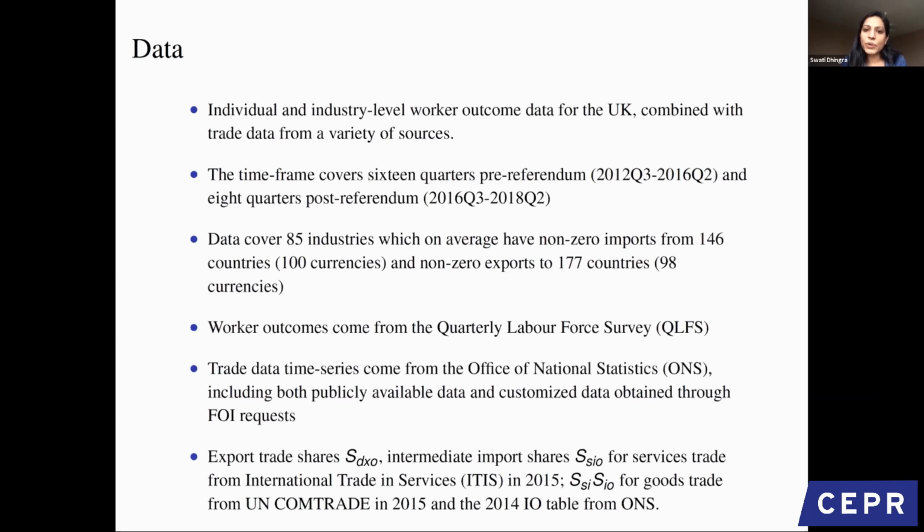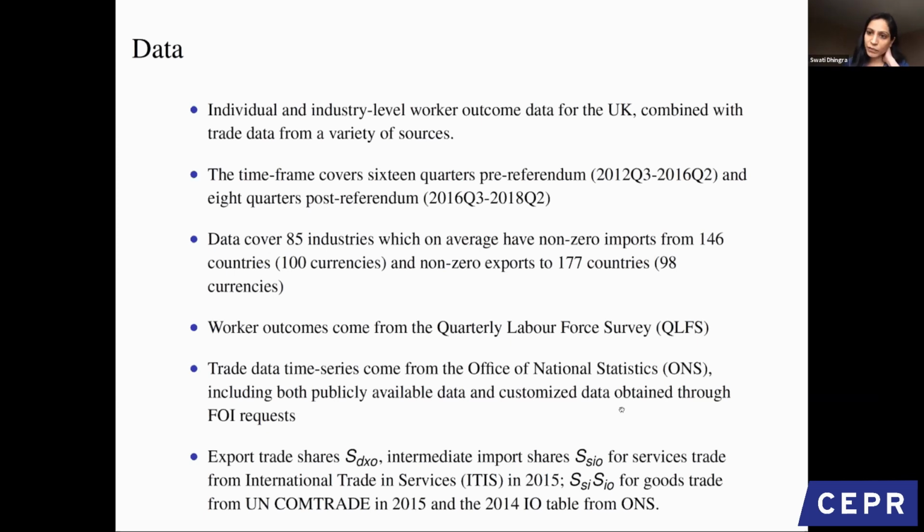So we're going to use individual and industry worker level outcomes, which are going to come from a number of different varieties. The time frame that we're going to cover, the pre-period is going to be 16 quarters, 2012 Q3 to 2016 Q2. So then the referendum happens and the post period is going to be 2016 Q3 to 2018 Q2, so 8 quarters after the referendum. The data that we're going to cover is basically 85 industries, which on average have about 100 currencies that they buy from and about 198 currencies that they sell to.